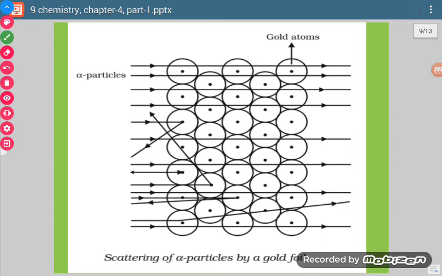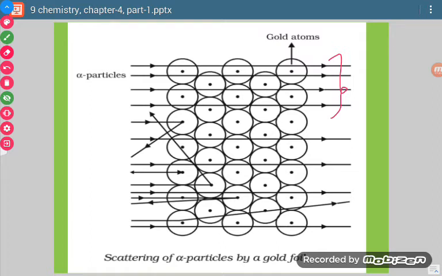Now, how was it explained? See in this diagram, these round ones are particles in the gold foil. See, this is the gold foil, and these are the particles present in it. These arrows are alpha particles. When alpha particles are coming, many of them go directly through. That means positive charge should not be present in the whole atom.